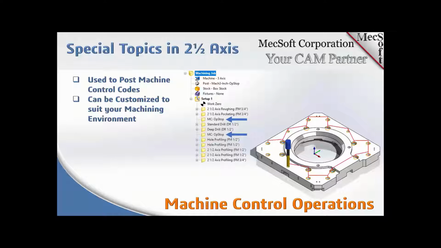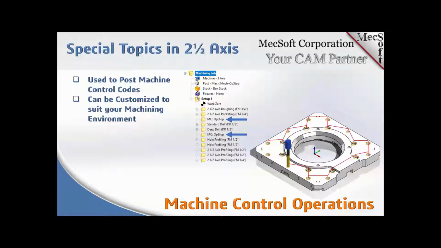Okay, for our last special topic, we're going to talk about machine control cycles. Now, this is probably a little bit more used than the other topics we're covering. You may have used it already. Anytime that you need to insert some special code into your posted G-code file that isn't supported directly by your standard operations being posted, you can use what's called a machine control cycle.